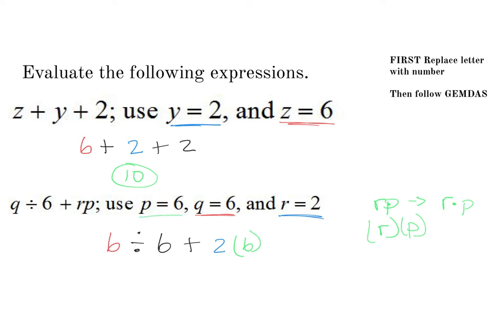And now I'm going to use my order of operations, which says that I must multiply or divide first. So 6 divided by 6 is the number 1. Then I have to multiply again. So 2 times 6 is 12. And then we can add. So the answer would be 13.